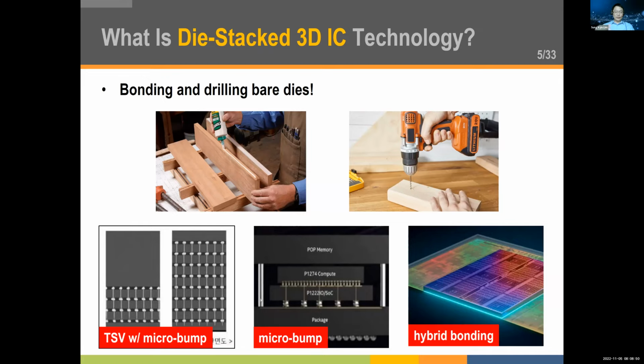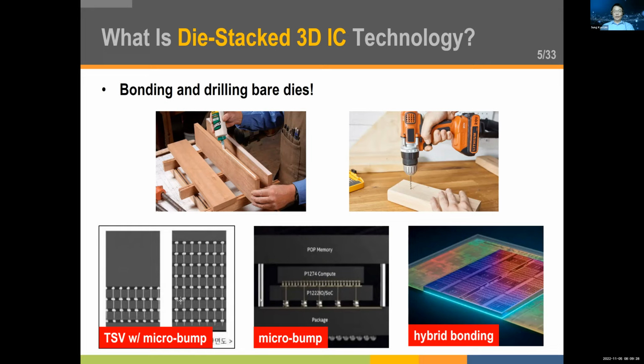You have to bond the dies together. People use two main approaches to bond the dies. The first is using small balls to bond dies. Those balls are called micro bumps. It's a bump, and the size is micron, so it's a micro bump. On the left bottom, you see how Samsung stacked and bonded and connected DRAM dies on top of each other using TSV and micro bump.